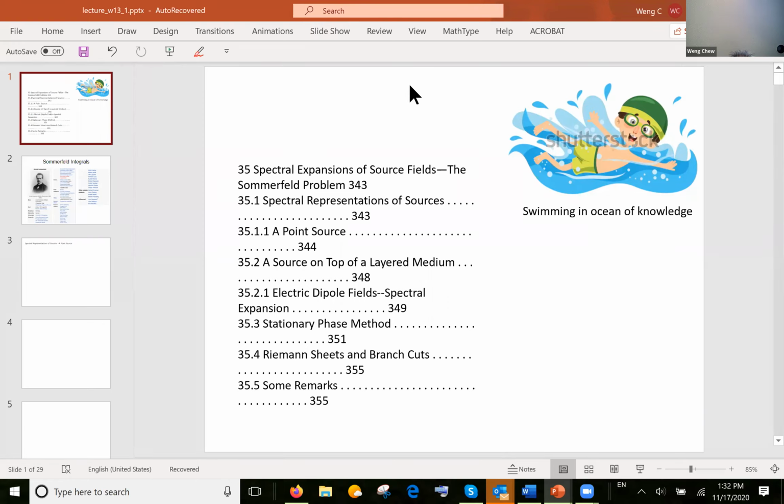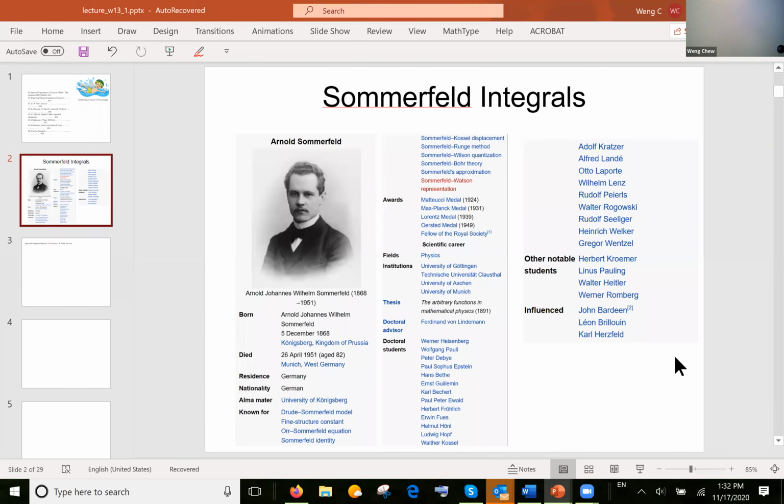Okay, so we'll first talk about the spectral expansion of a source field, putting a point source on top of a layered medium, and then look at the dipole field and so on. This is usually called the Sommerfeld problem. Sommerfeld was the person who actually first solved this problem many, many years ago, perhaps around 1909.